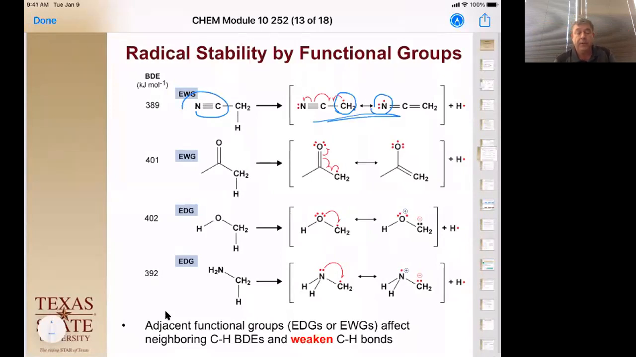You can also do that with carbonyls because you can put that radical on the oxygen. It's on two atoms, so it has a lower bond dissociation energy. In the case of oxygen, you have a lone pair here, and one of those electrons can move so that you can have it spread out over two atoms. In the case of nitrogen, you also have a lone pair which can do the same thing. Notice two of them are electron donating groups because they have lone pairs, and two of them are technically electron withdrawing groups. But it doesn't matter, because of resonance, radical stability is increased.